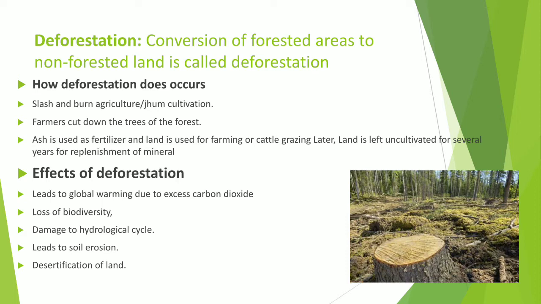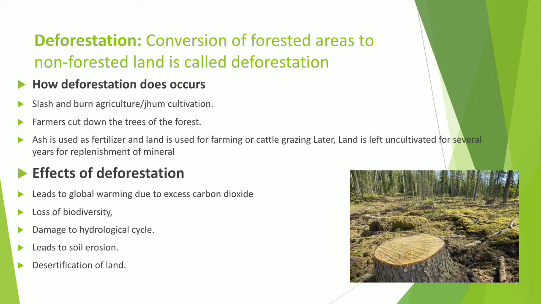And what are the effects? It affects many things. It leads to global warming, because the amount of carbon dioxide in the atmosphere will be more. Once there is more carbon dioxide in the atmosphere, the greenhouse gas effect is automatically increased. And then what happens? Once the sun rays pass, the heat is not released, and then the earth becomes warmer.